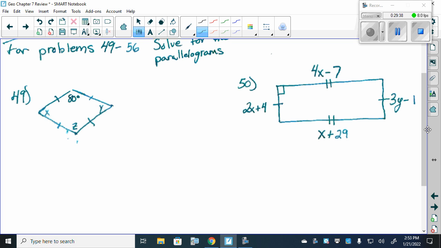Pretty much, yes. Because the opposite angles are congruent, and the consecutive angles in these parallelograms are supplementary. They add together to be 180.